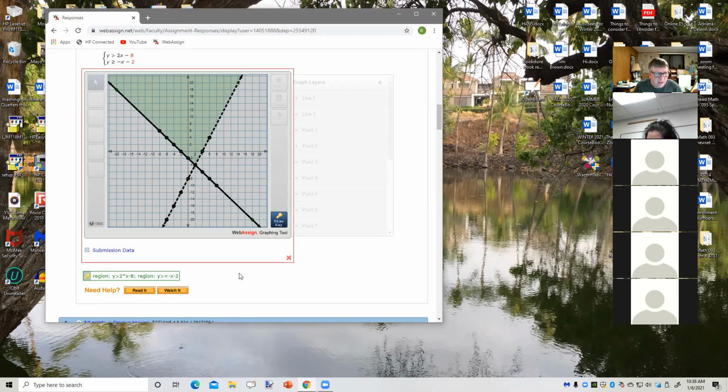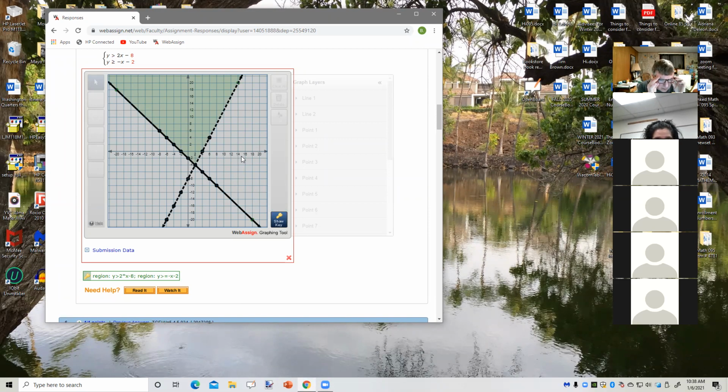Okay, let's see. That first line is this one, and there's a y-intercept of -8 and a slope of up 2 over 1. And it's supposed to be dotted, so it looks good. The second line has a y-intercept of -2 and a slope of -1, and it's solid, so it looks good. So everything looks good on this graph.